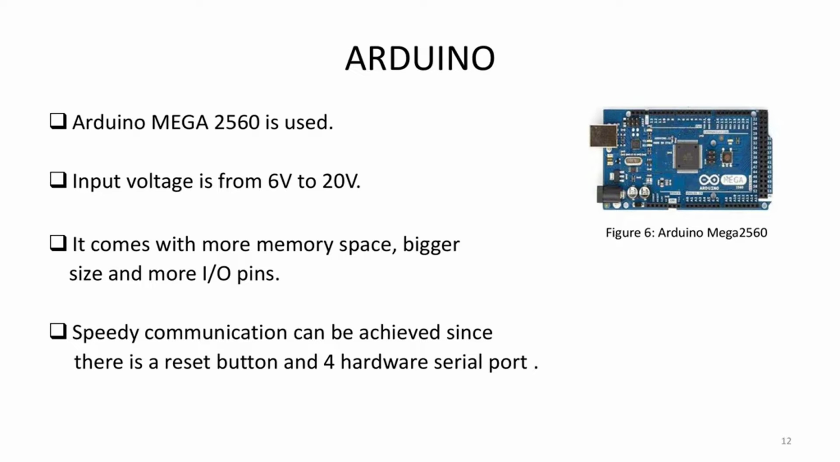Next we have used the Arduino, that is Mega 2560. The input voltage is from 6 volt to 20 volt. It comes with more memory space, bigger size and more input-output pins.